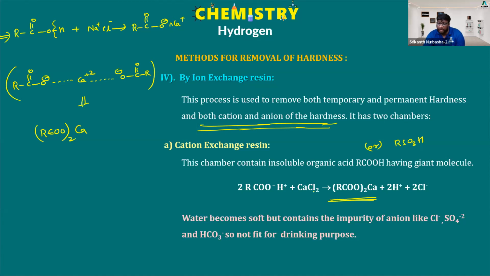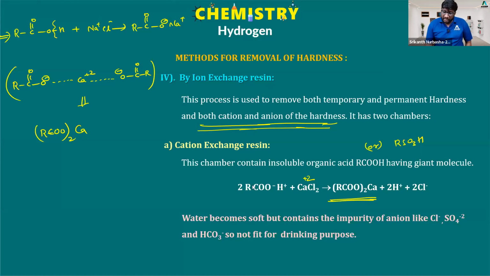That sodium salt of the carboxylic acid you can treat with hard water which contains Ca+2 or Mg+2 ions. The respective carboxylate will be reacting with Ca+2 or Mg+2. In the carboxylate we have a minus 1 charge, whereas in Ca+2 or Mg+2 we have a plus 2 charge. So two carboxylates are required to neutralize the plus 2 charge, thereby (RCOO)2Ca is formed. Along with that, H+ and Cl- are going to be released.